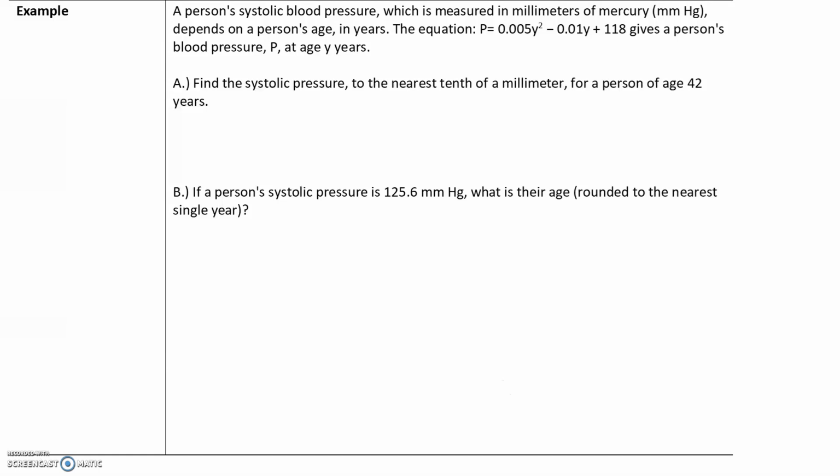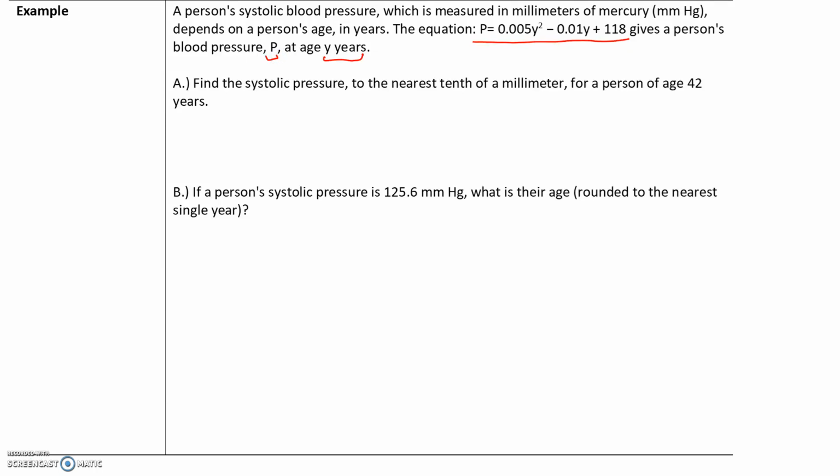Example: a person's systolic blood pressure, which is measured in millimeters of mercury, depends on a person's age in years. The equation P equals 0.005y squared minus 0.01y plus 118 gives a person's blood pressure P at age y years. Find the systolic pressure to the nearest tenth of a millimeter for a person age 42 years. So here's our equation: P equals 0.005y squared minus 0.01y plus 118. And remember, we always have to define the variables. So y is years and P is blood pressure.